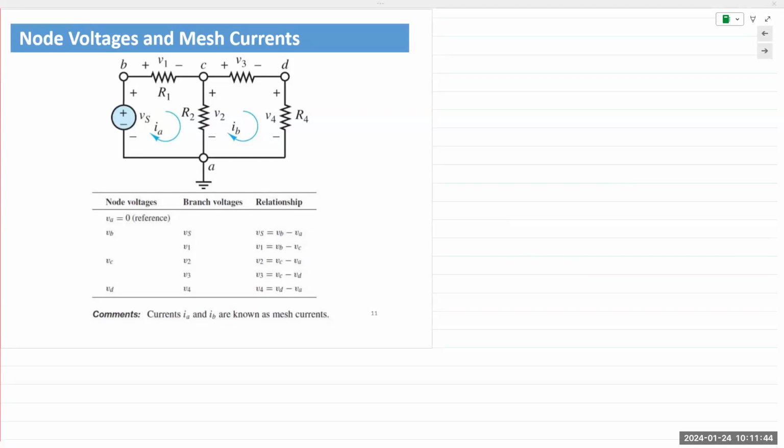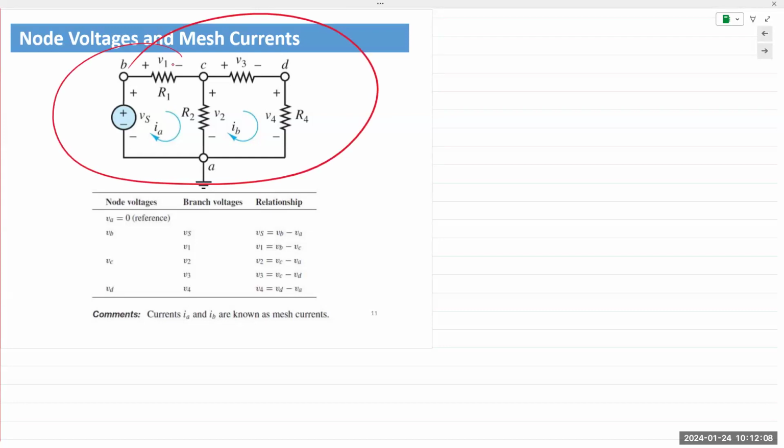The previous techniques that we've looked at work for simple circuits or for circuits which have only one source and circuits that are reducible down to one single component. But these techniques can be applied to any circuit. So, node voltages and mesh currents.